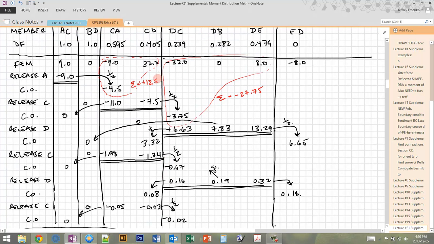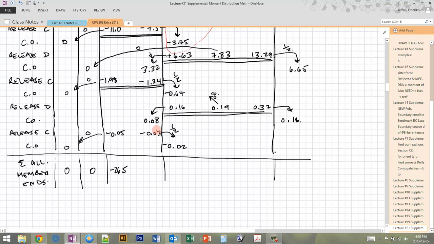I do the same thing for this row. 32 minus 7.5 plus 3.32 minus 1.34 plus 0.08 minus 0.03, and I get plus 26.5. And this makes sense because now the sum of all of the member end moments at that joint equals 0. Fancy that, right? Now that's going to be true at all interior joints. Pins are always going to be 0. Fixed ends don't have this happen, so we're going to see that.